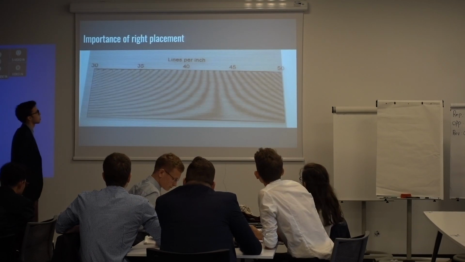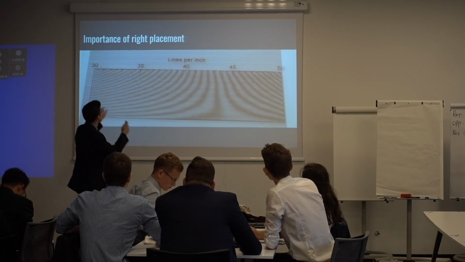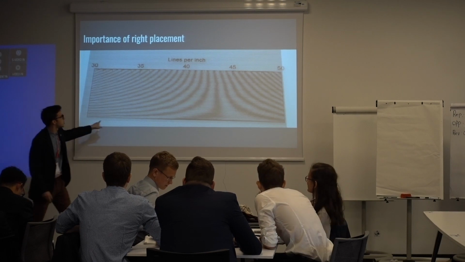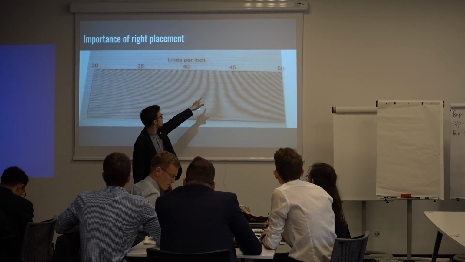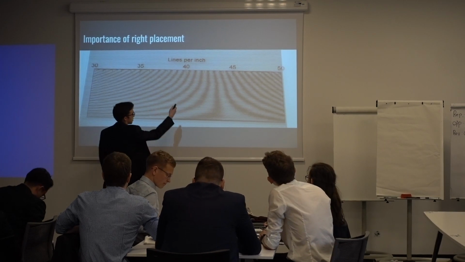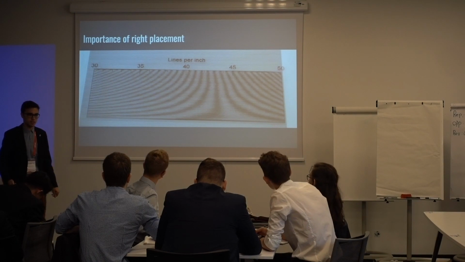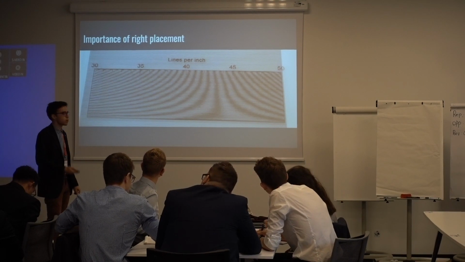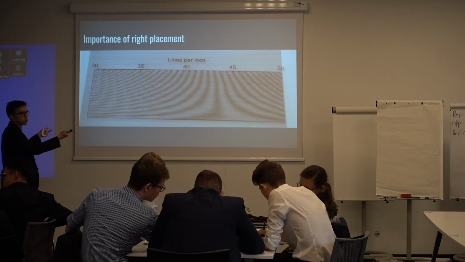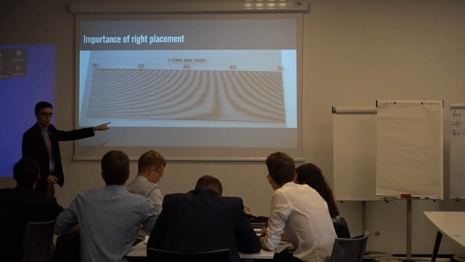But I would like to talk about the importance of right placement. So here you can see we used a pattern of lines that have a distance of 44. So there's 44 lines per inch, and you can see that a Moire fringe gives us indeed the right distance between them, the right thread count at 43. That was because we perfectly aligned or overlaid with the alignment of the lines.